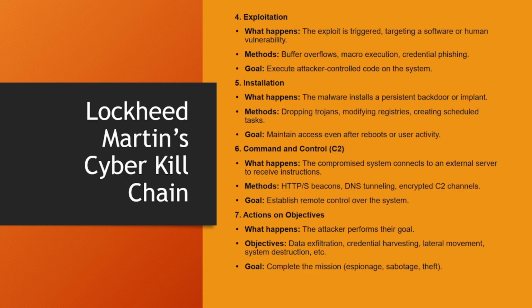Exploitation. What happens during exploitation? This is when the payload actually does its thing. The exploit is triggered, and it targets the software or the human vulnerability. Exploitation could be in the form of buffer overflows, macro executions, or credential phishing, and the goal of this is to execute attacker-controlled code on the system, to exploit that particular vulnerability.